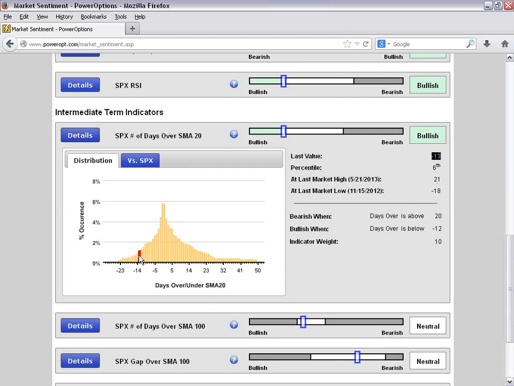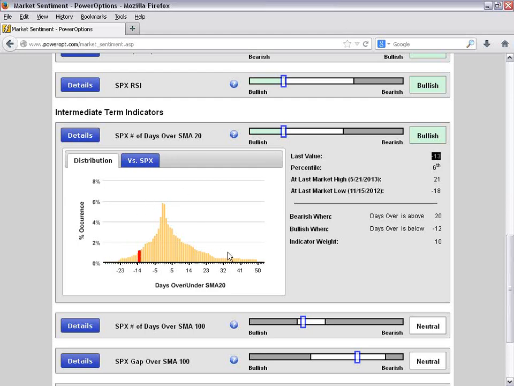Now, as we can see, the distribution over time simply tells us that we now have a lower probability that the SPX is going to reach 15 days, 16 days, or 17 days. It's still possible, but there's a low percentage of occurrence where it continues beyond these marks. So this is why it's leaning into a bullish indicator, because it's been below its SMA 20 for an extended number of days, and you start to get into a range of lower probability that it's going to continue to move below to 23 days, 24 days, and so forth.